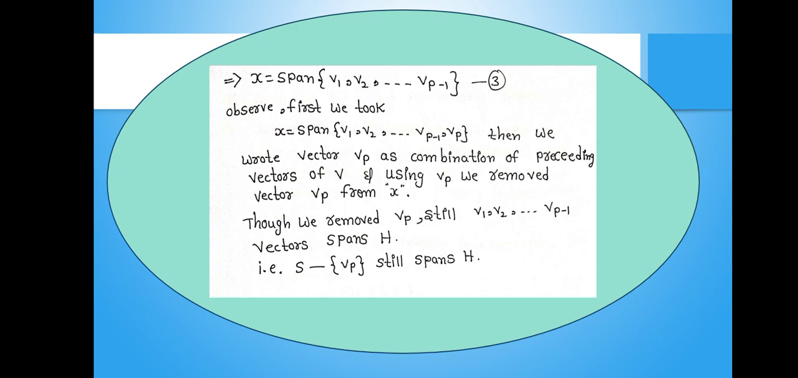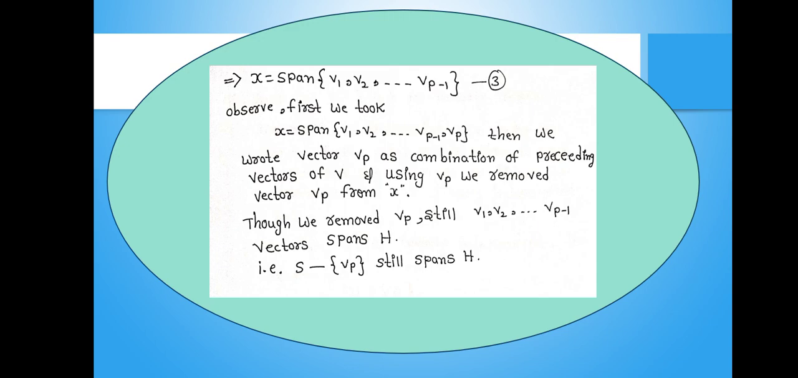Then we wrote vector vp. After the next step, we wrote vp as a linear combination of preceding vectors. Using vp as a combination of the preceding vectors, we removed the vector vp from the set. Though we removed vp, v1, v2 up to vp minus 1 still span H.